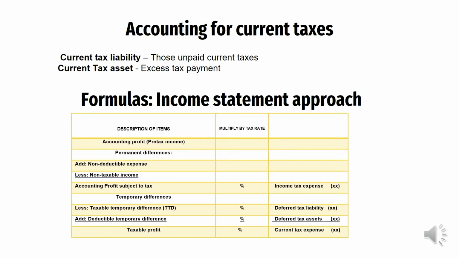After that, it is equal to the accounting profit subject to tax. This is where the amount subject to tax starts. We multiply it by the given tax rate, then it equals the income tax expense. Then we just continue the computation.